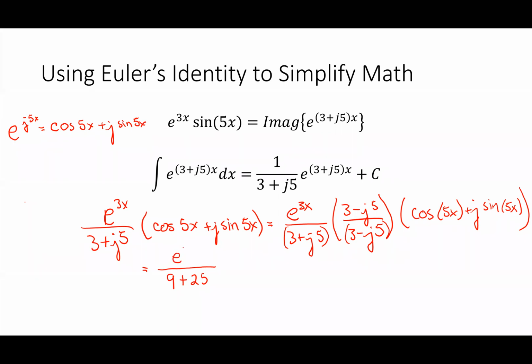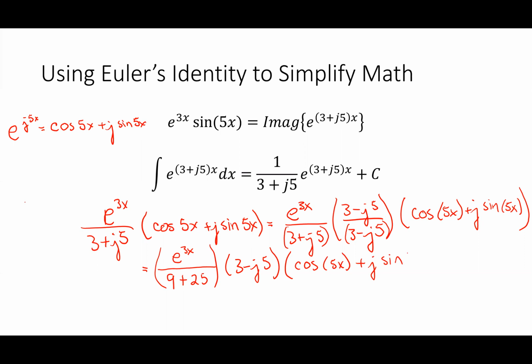Then I get e to the 3x. So this guy is entirely real. Everything there is real, okay? Then I have 3 minus j5 times cosine 5x plus j sine 5x. And it looks like I then need to multiply those two things together, right?